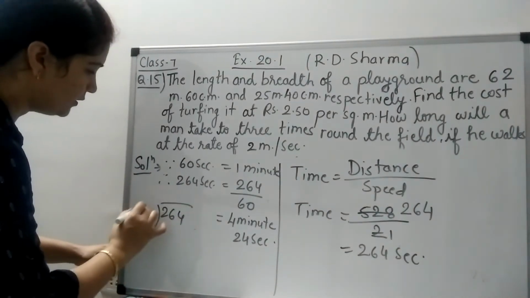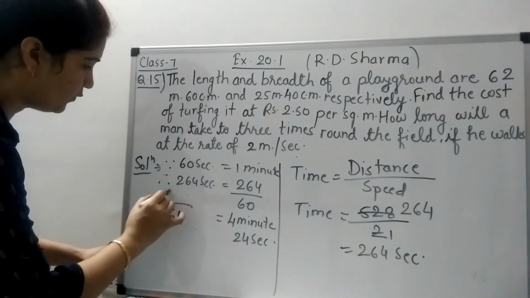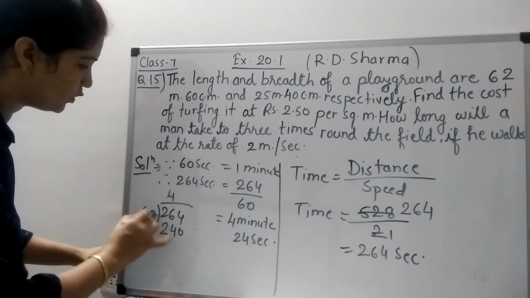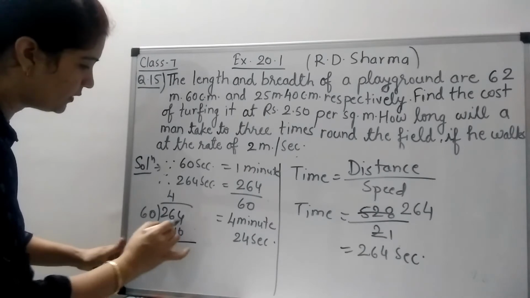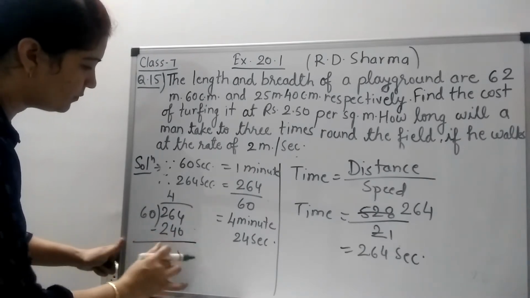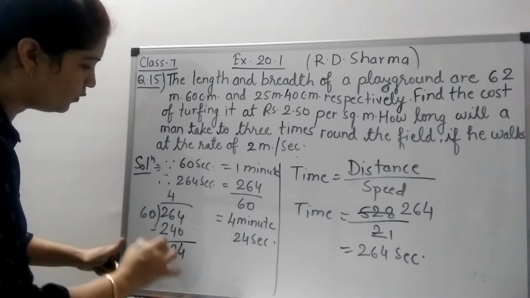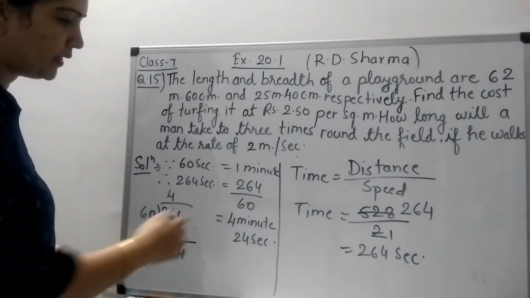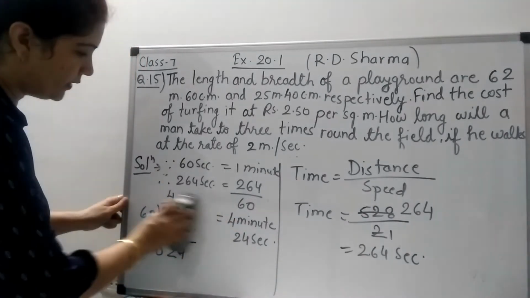You divide it here. 6 4s are 240, 6 4s are 24. As there is a 0, I have added 0. Now subtract 4 minus 0, 4. 6 minus 4, 2 here. So it is 4 minutes and 24 seconds. That's how it has come. So I hope this is clear, guys.